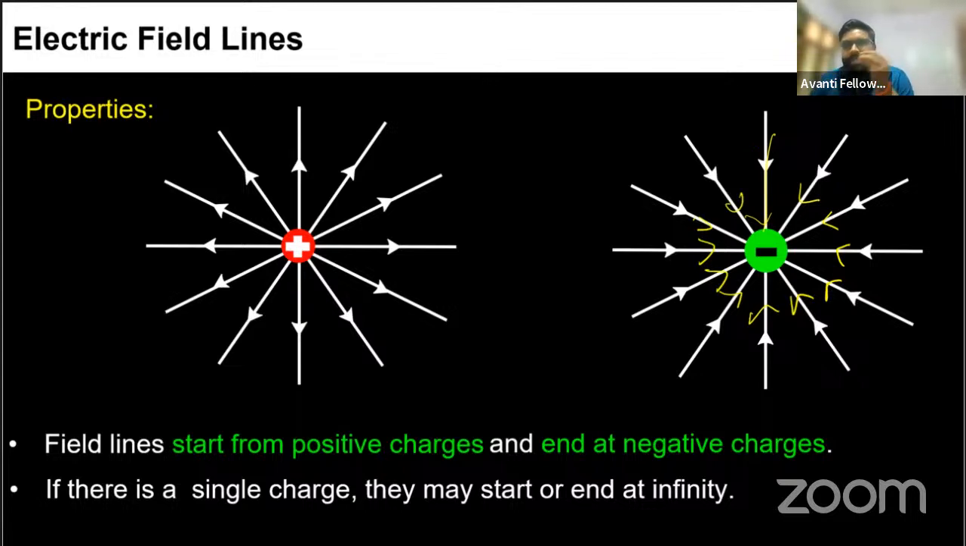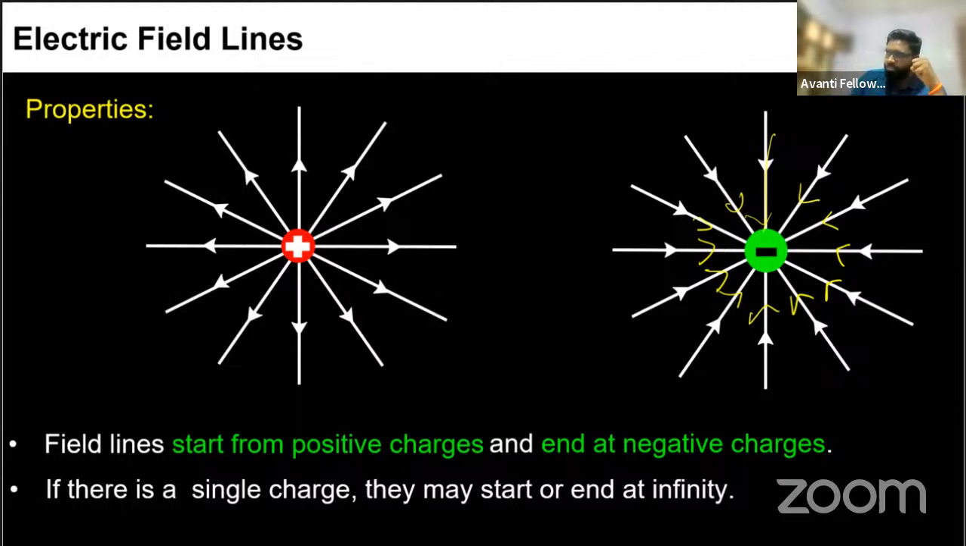We measure the repulsion and attraction with respect to a positive charge. So we have taken the reference of the positive charge. Now we will take the other charges with respect to this charge. This is always positive, the reference charge. So if we take the positive charge, it will repel. If we take the negative charge, it will attract.